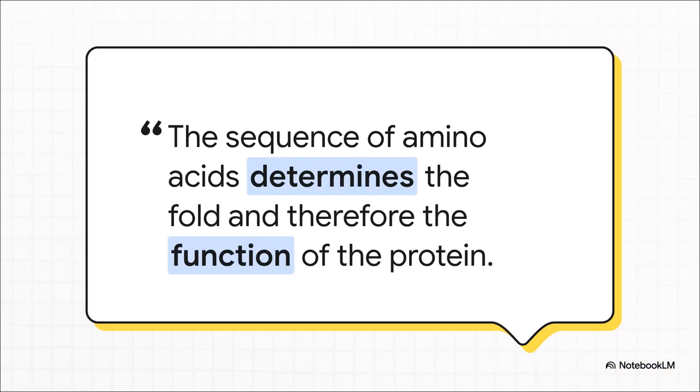This right here, this is the golden rule of biochemistry. The list of letters, the primary sequence, tells the protein how to fold. And the final folded shape, the structure, determines what job that protein can do. It's a perfect chain of command, from sequence to shape to function.